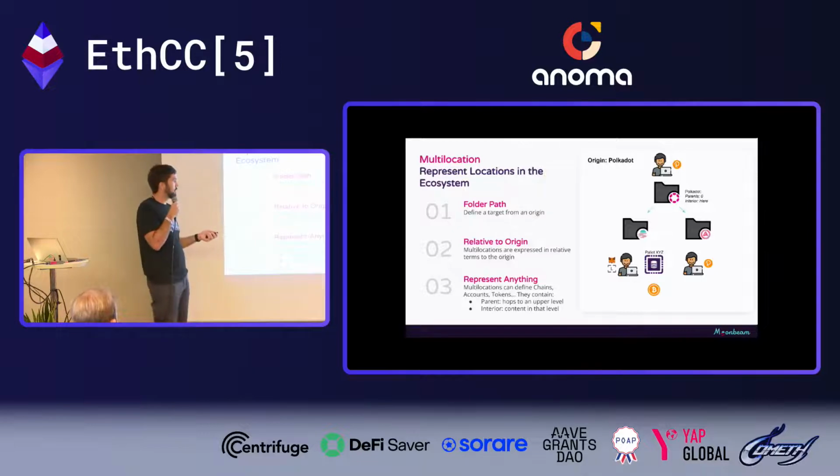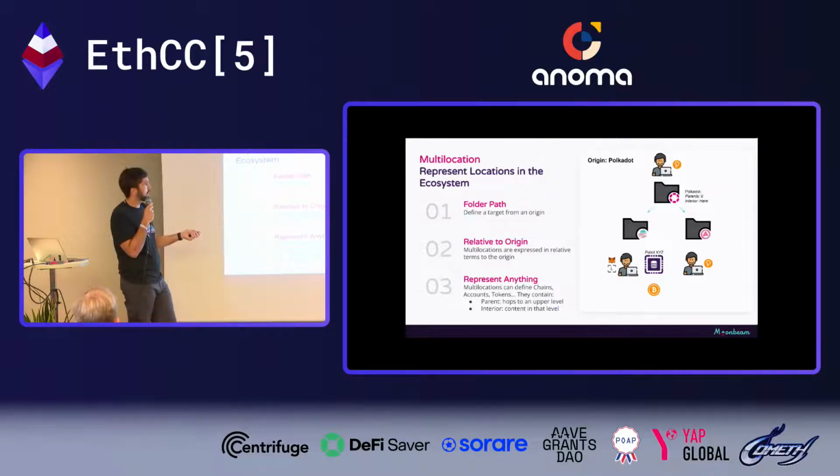And so multi-locations, for example, are always expressed relative to an origin. And like I said before, they can represent anything in the chain, and they're represented by two parameters: a parent and an interior. The parent is how many hops you are doing up, so how many levels are you moving to an upper folder? And the interior is, in that specific folder that you are targeting, where are you going? Where are you heading to, okay?